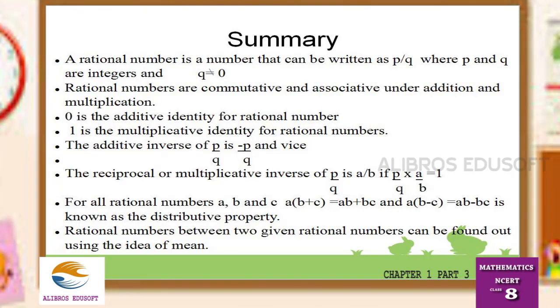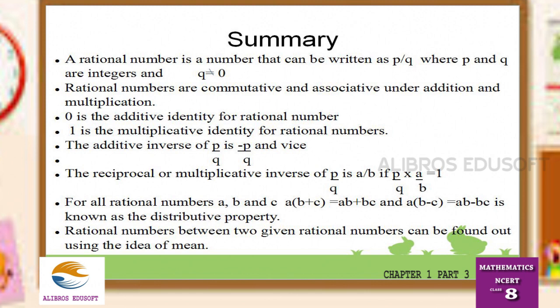In this session, we have studied that a rational number is a number that can be written in the form P by Q, where Q is not equal to 0. Rational numbers are commutative and associative under addition and multiplication. 0 is the additive identity and 1 is the multiplicative identity for rational numbers. The additive inverse of P by Q is minus P by Q and vice versa.